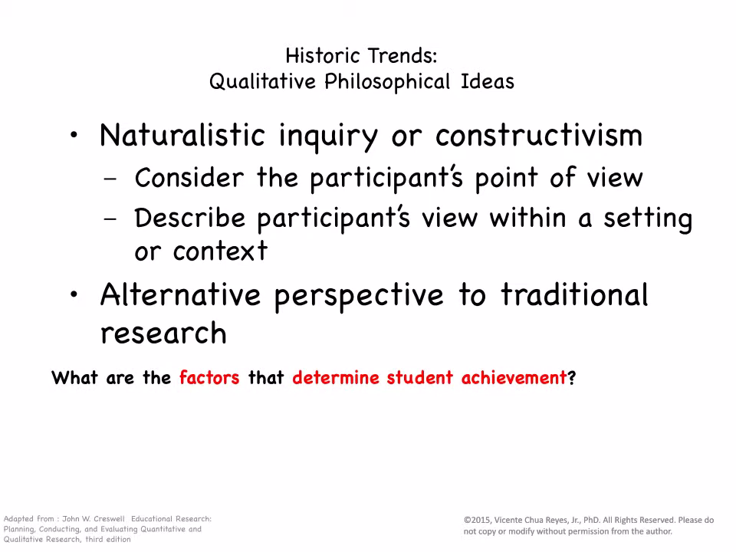Let's continue discussing the first major theme in qualitative research, which refers to philosophical ideas. We can identify two broad philosophical streams that have emerged and that have greatly influenced the emergence of qualitative research. One is the idea of naturalistic inquiry or constructivism. This particular philosophical idea hinges on the belief that it is important to consider the participant's point of view.